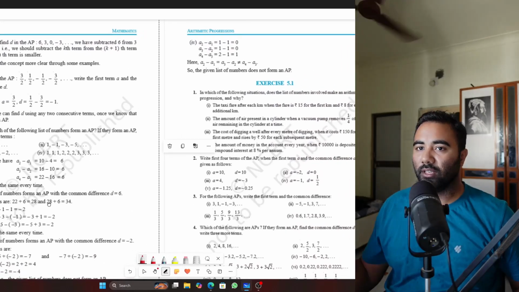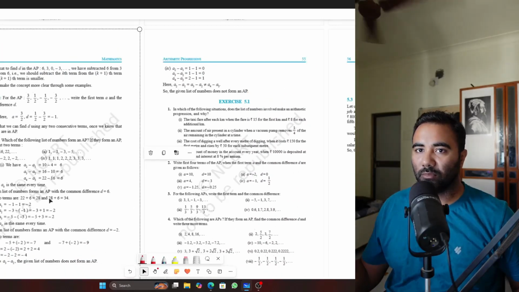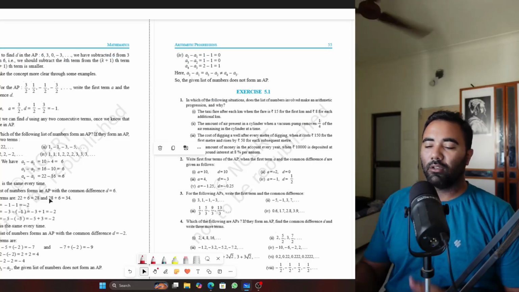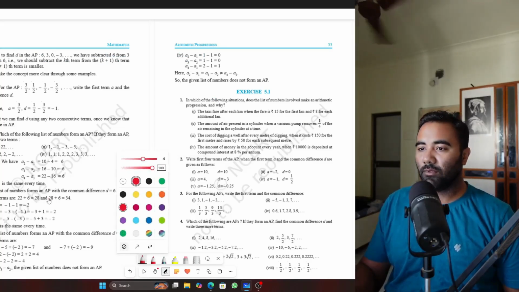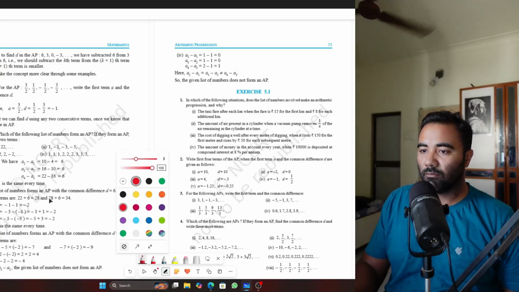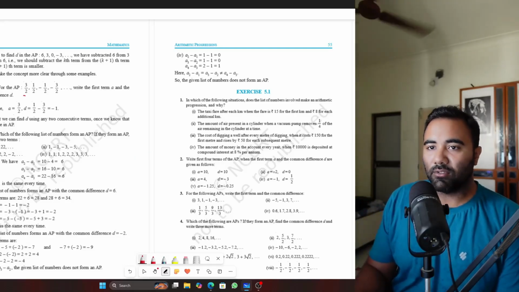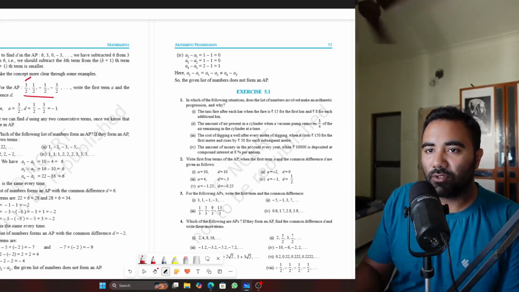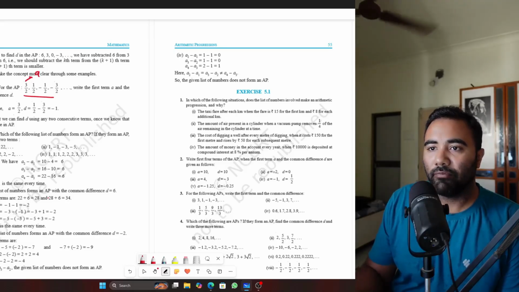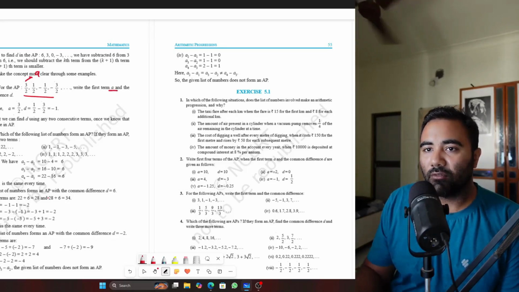Okay, this is example number 1. This is on page number 54. Now this is an AP that is given. This is the first term, A. Write the first term. A is obviously 3 upon 2, and the common difference.